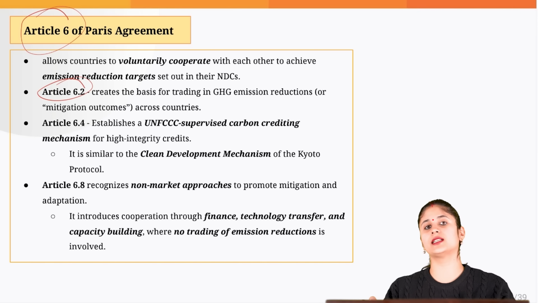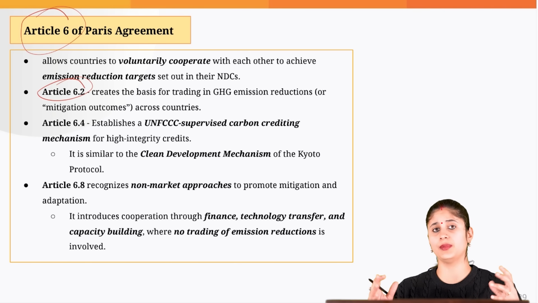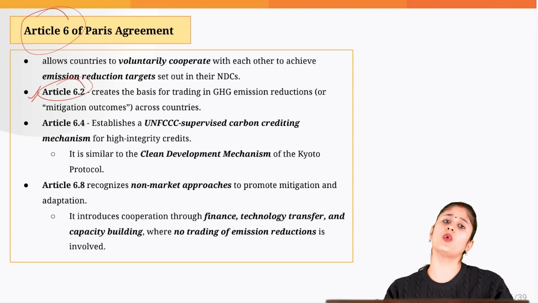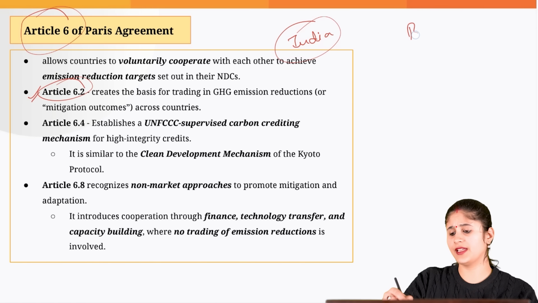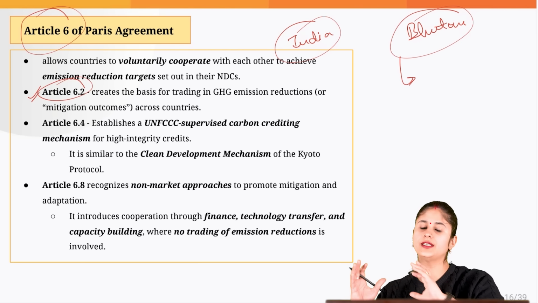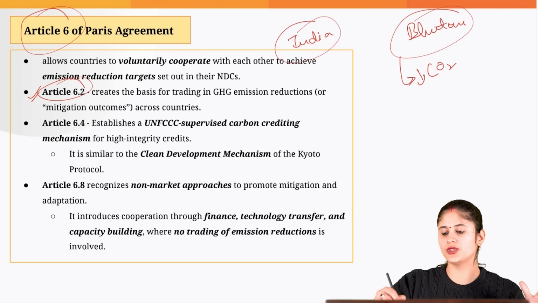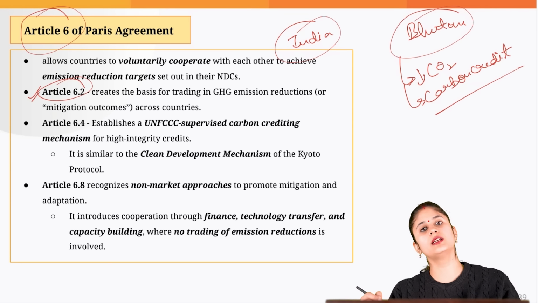Under this, we have Article 6.2. When it comes to trading of carbon credits between different countries, which is done under Article 6.2, this would be done on a voluntary basis. Let's suppose here we have India and here we have Bhutan, which is a carbon negative country. Bhutan is able to meet its nationally determined contribution, and it is reducing CO2 emissions beyond that.